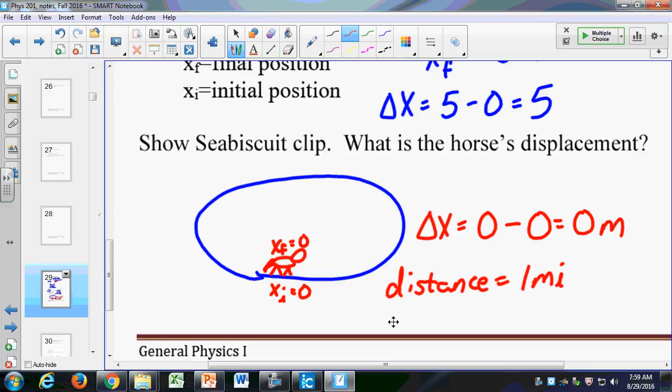So we need to draw that distinction in displacement, that we can have positive displacement, or we can have negative displacement, or we can have no displacement at all, even when an object has moved around a certain path.